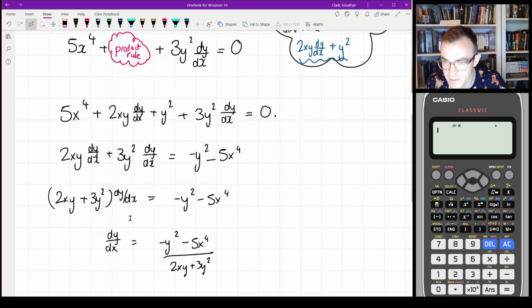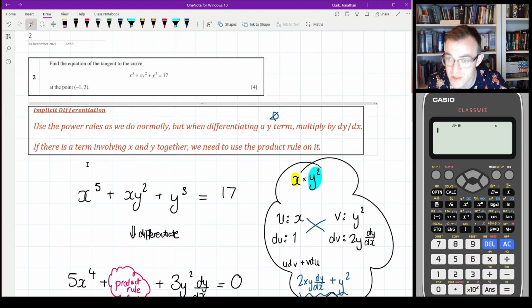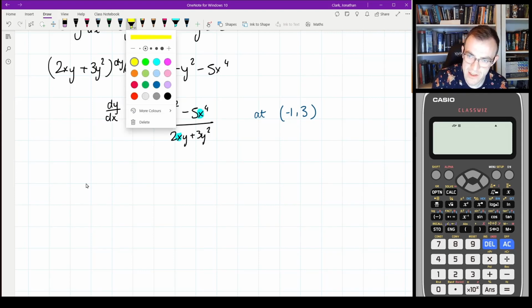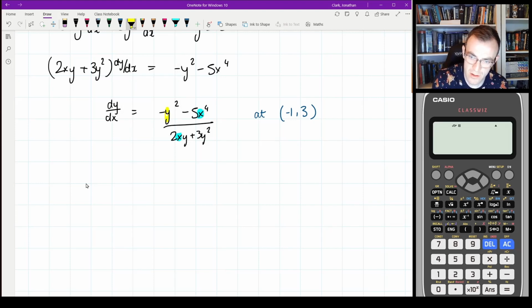I'm going to need to plug in some numbers now. So let's check what they were. It was -1, 3. So I'm going to replace all of the x's with -1s, and I'll replace all of the y's with 3's. And we'll see how that turns out. So let's type it in on the calculator. It's going to be -3 squared. Get the fraction in there ready. Make sure that goes on top.